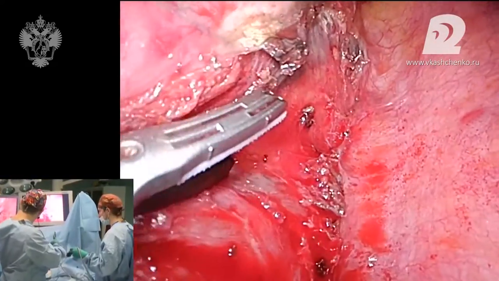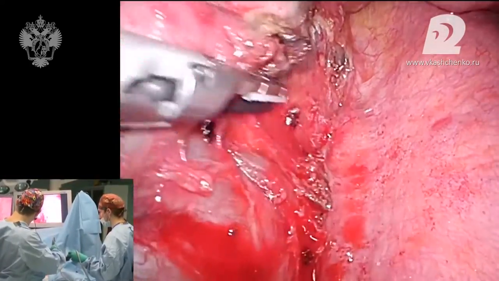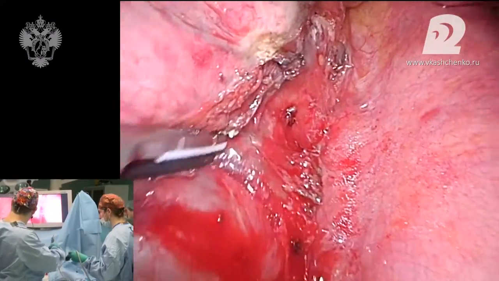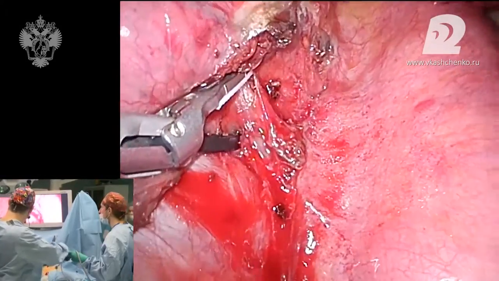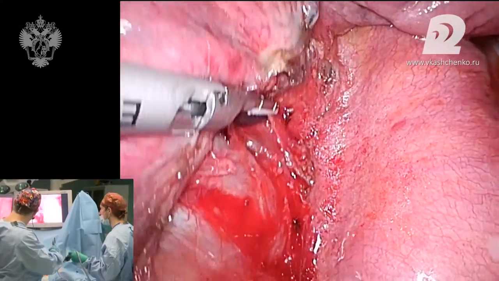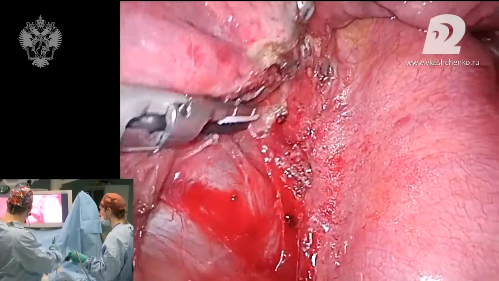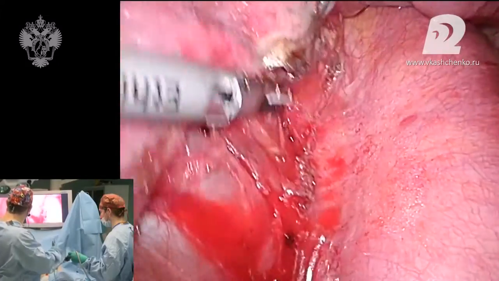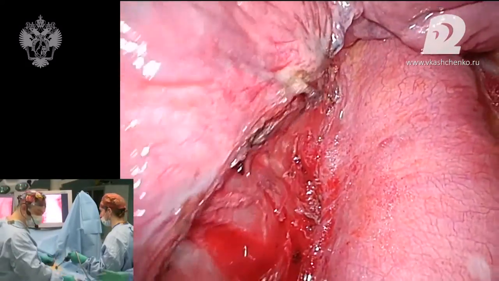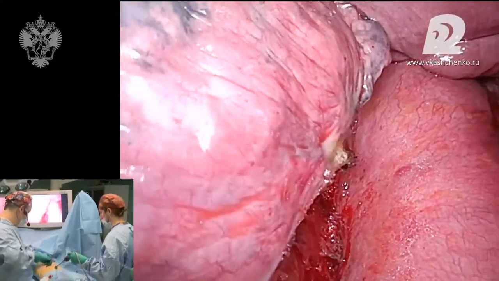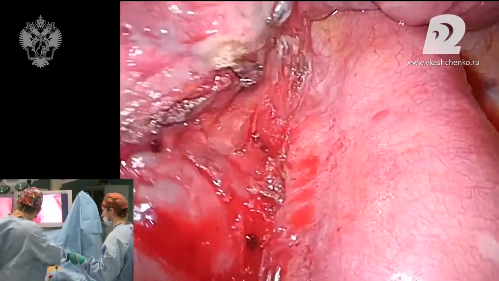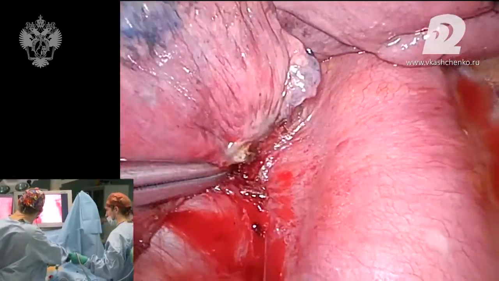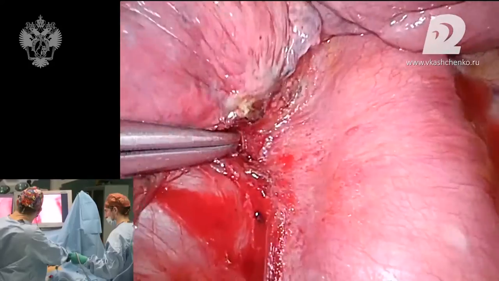Kindly tell us, you have mentioned that you applied this non-standard left-sided approach because you thought that there would be ingrowth into the descending aorta or ascending aorta. Why are you doing the lymph dissection at the moment? As we are inside the chest already, if I do the lymph dissection from the left, it would simplify the lymph dissection from the other side. If we had no doubts about the aorta invasion, then we would be performing everything on the right.